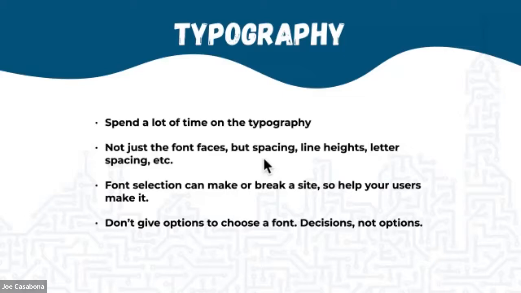The first is to spend a lot of time on typography. Typography is like 80 to 90% of a website design. I feel like if you have a bad typeface and bad typography, it's going to stick out like a sore thumb. So not just the font faces, but spacing, line heights, letter spacing. Like I said, font selection can make or break a site. So help your users actually make it. And don't give options to choose a font, right? The motto in the WordPress open source community is decisions, not options.